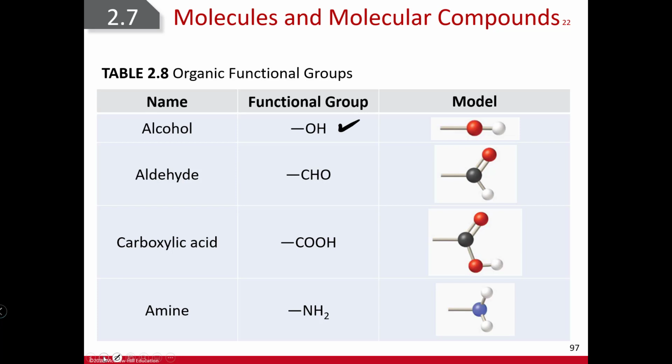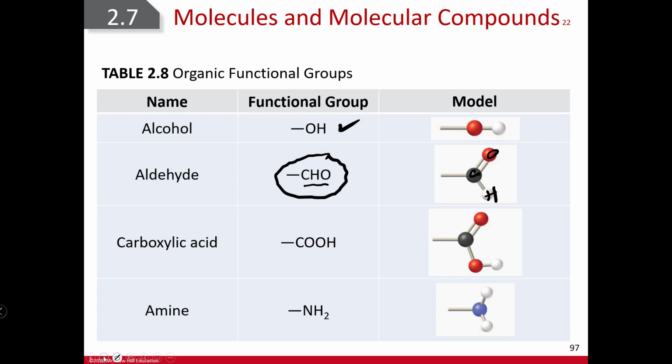An aldehyde, now this is where it gets tricky. It looks like it's just carbon, hydrogen, and oxygen, but what it is, it's carbon double bonded to an oxygen, and then a hydrogen here. So you've heard of formaldehyde. Formaldehyde has this functional group within the organic compound, and that's what makes it toxic.